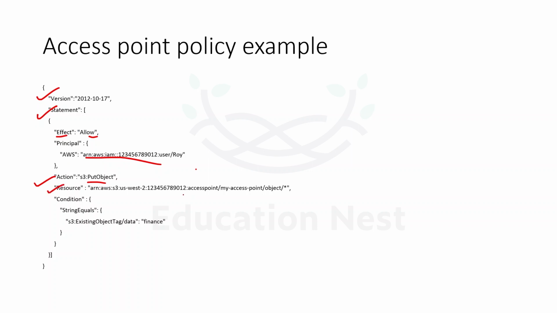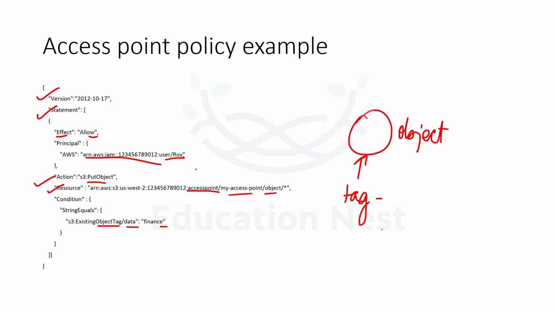We have the resource here. We are saying that to this access point, we are allowed to put the object when the user is Roy and the object tag is finance. We can also apply tags to objects. So this is the object, and we can apply a tag to it. This is the access point policy example. The key would be data and the value would be finance. If the object has this particular tag, then only Roy will be able to put the object. Or here it would be better to say get the object. So Roy will be able to get the object if the tag associated with that object is finance.